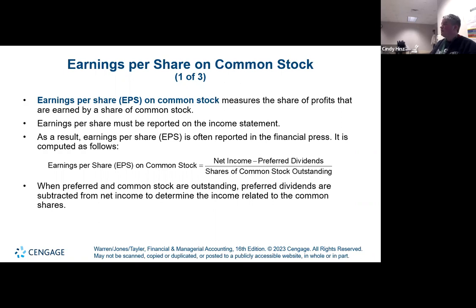So we look at the income statement to get the net income. We look at the cash flow statement to see the preferred dividends that were paid, we subtract those. And then we divide by the shares of common stock outstanding. If the number of shares of common stock change throughout the period, we would have to calculate a weighted average number of common shares. We don't have to do that for this class, but that is definitely how it would be done in a real world situation.